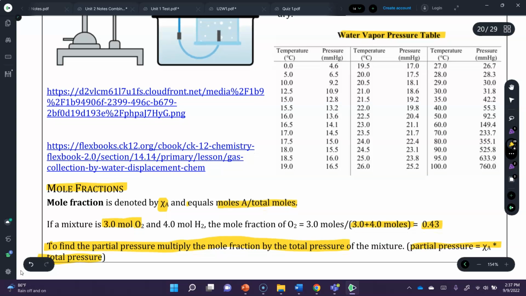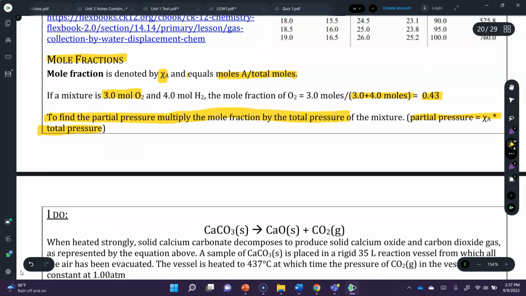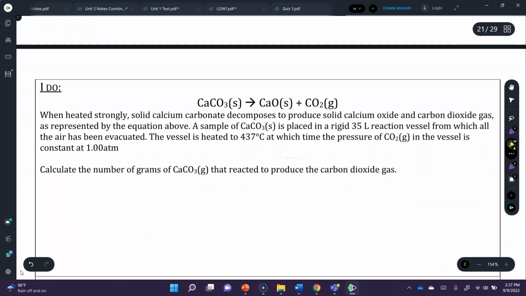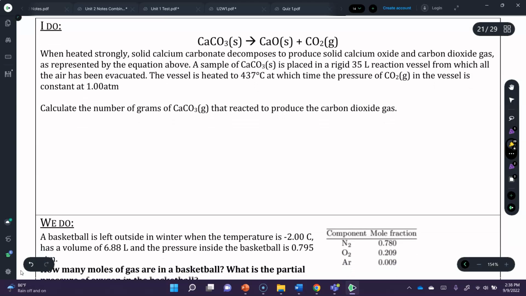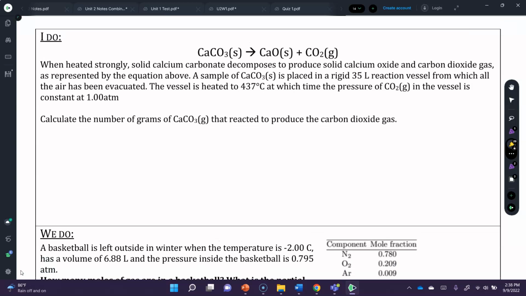Okay, so this one is a little bit math heavy of a section. So for the I do, and remember for these you're going to either use stoichiometry or the equations given to you in all of these I do, we do's, you do's.